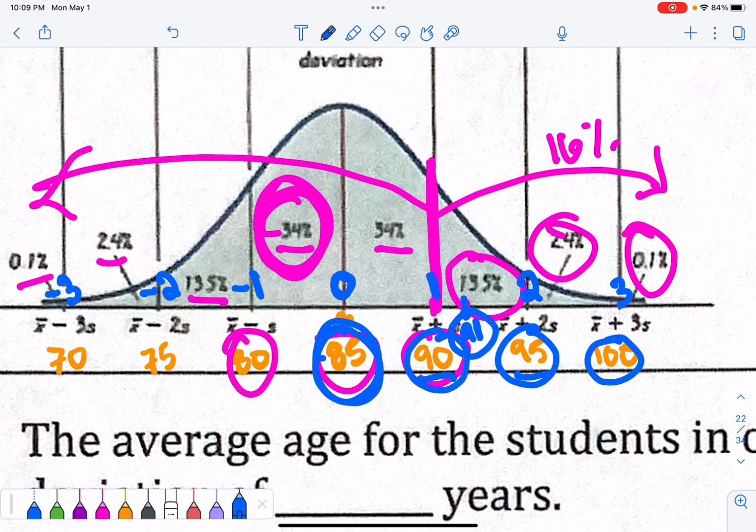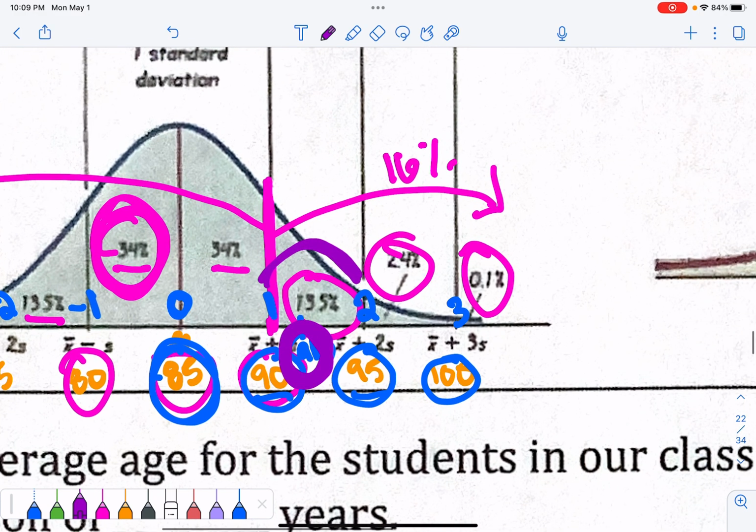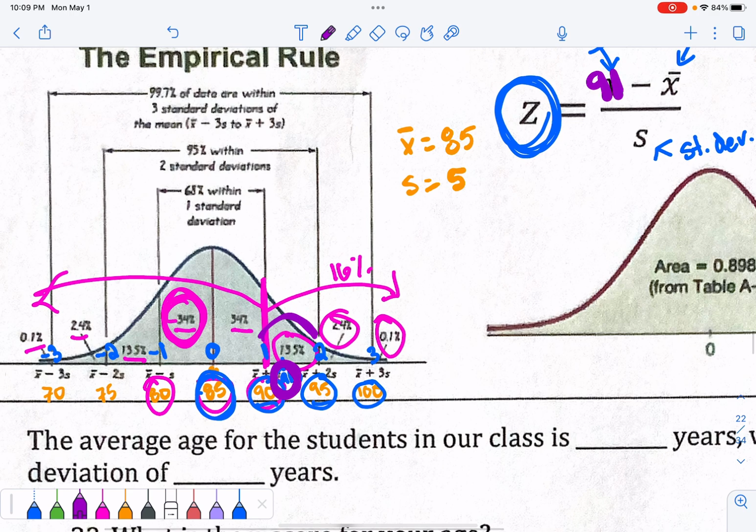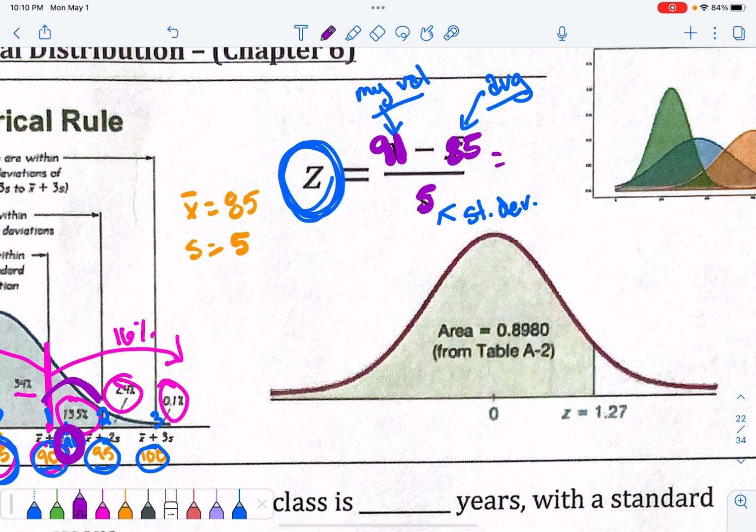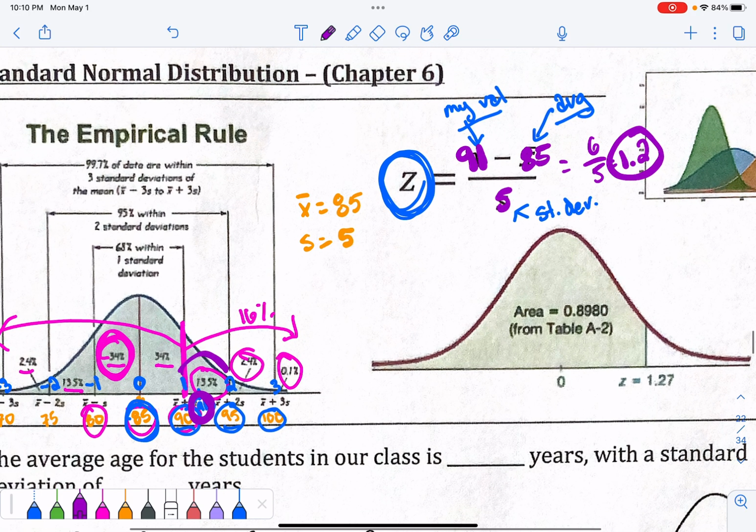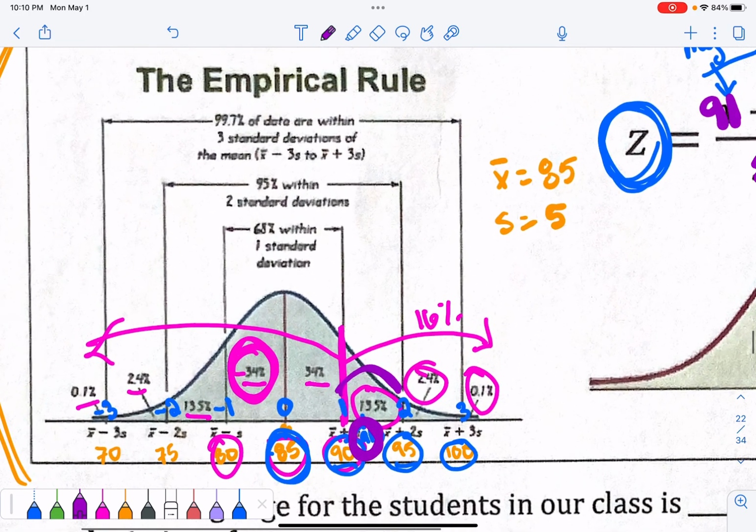So if I'm at, let's say, a 91 right here, 91 is going to be a decimal number between 1 and 2. If I take 91 as my value and subtract the average, which is 85, and divide by the standard deviation, which is 5, 91 minus 85 is 6 over 5, which is 1.2. My z-score would be 1.2. Now, using that information, if you are at a decimal point, you can't use the empirical rule to figure out what percentage are below you and above you.